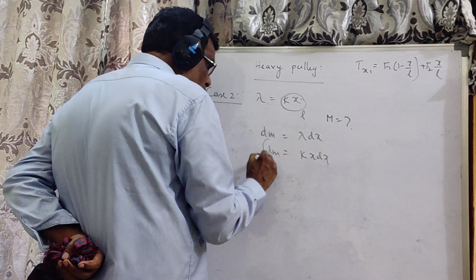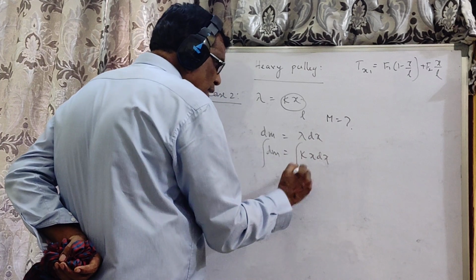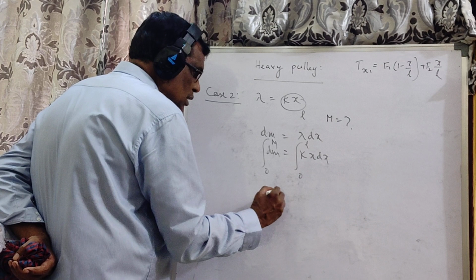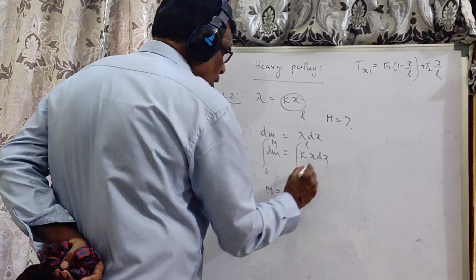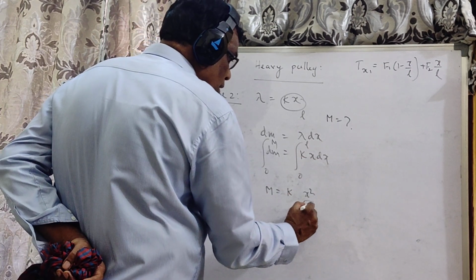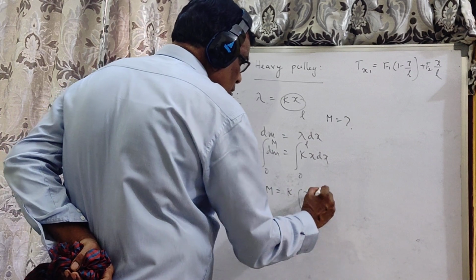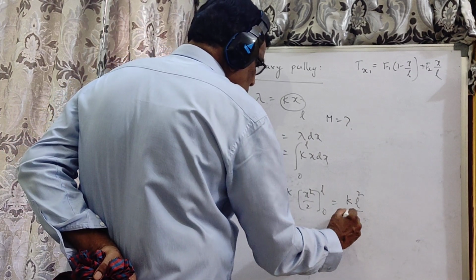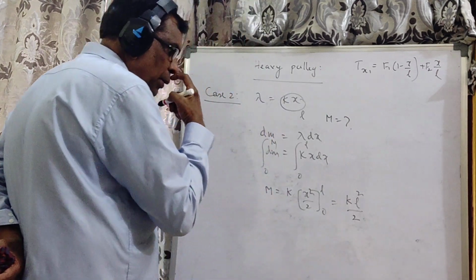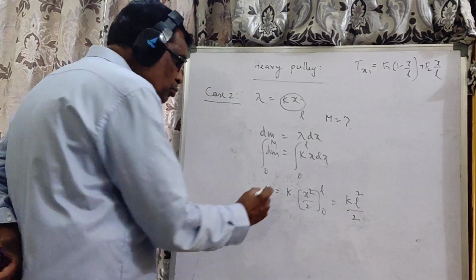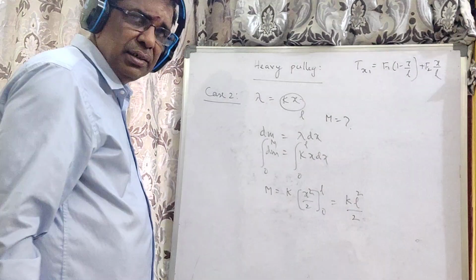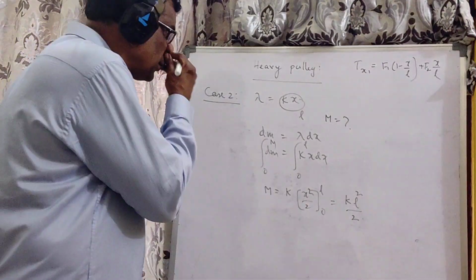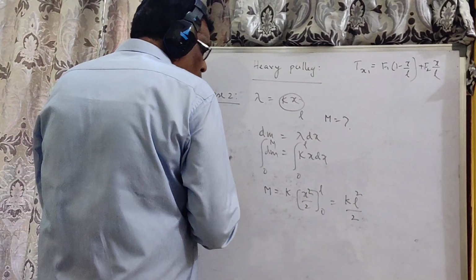So now you are in a position to integrate it. From 0 to L, 0 to M, M is equal to k x dx, x squared by 2, 0 to L, you get kL squared by 2. This is the mass. This is the mass you should understand. Okay? Right.